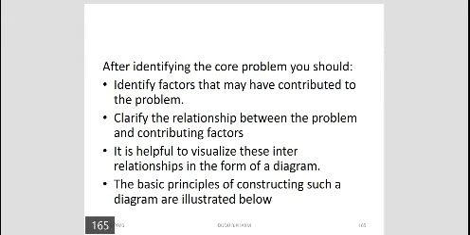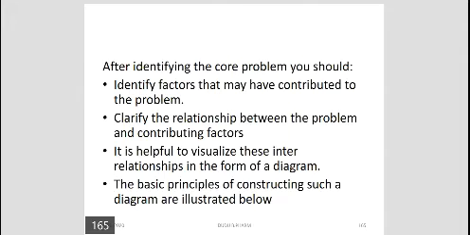After identifying the core problem, you should identify factors that may have contributed to the problem. Because now you know what the major problem is. The major problem is the disease. Then what are the factors contributing to the problem? What is the cause of the problem? I get it.